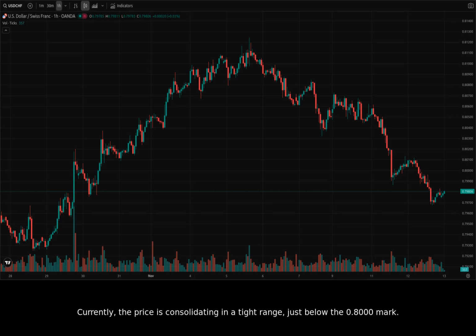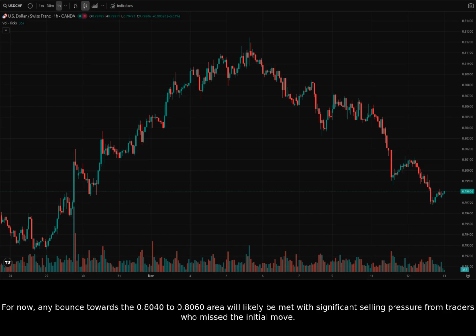Currently, the price is consolidating in a tight range, just below the 0.8000 mark. This consolidation after a sharp drop is typical, as the market digests the recent move. The key question now is whether this is a pause before the next leg down or the beginning of a short-term bounce. For now, any bounce towards the 0.8040 to 0.8060 area will likely be met with significant selling pressure from traders who missed the initial move.